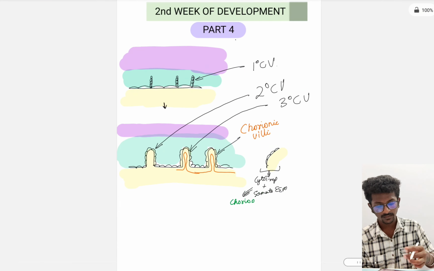Therefore, now we can divide them into primary chorionic villi, in which we have only the cytotrophoblast, the secondary chorionic villi, in which we have the cytotrophoblast and the somatopleuric extraembryonic mesoderm, and we have the tertiary chorionic villi, in which we have the cytotrophoblast, somatopleuric extraembryonic mesoderm, and the fetal blood vessels.